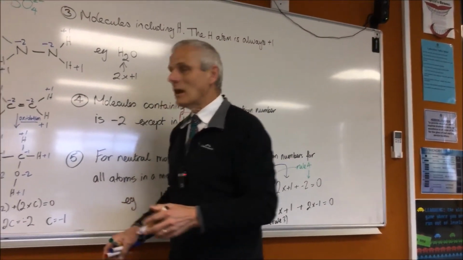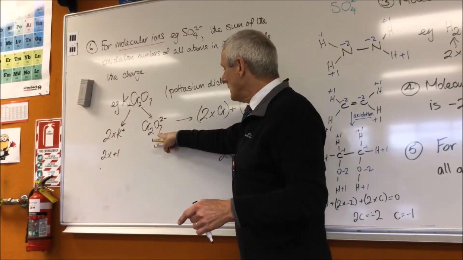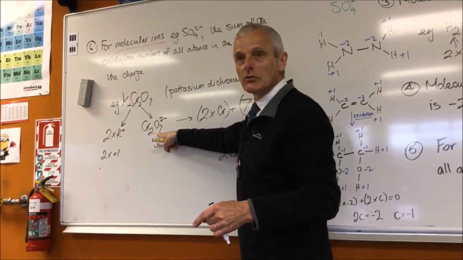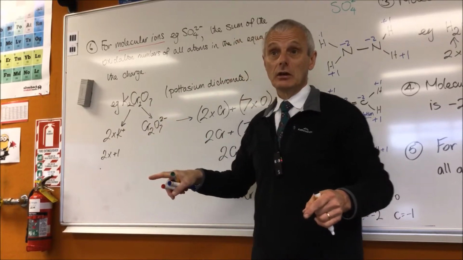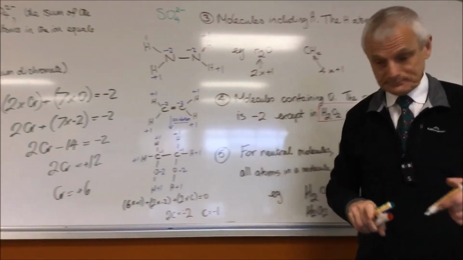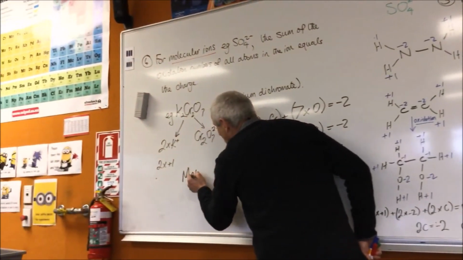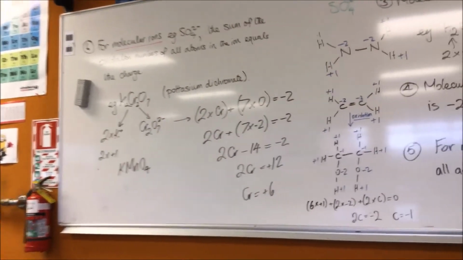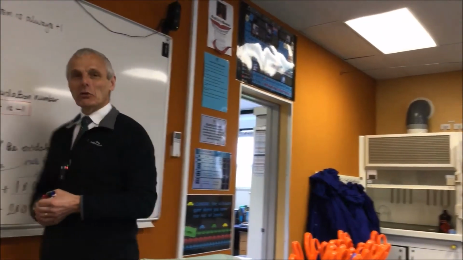So if we were to draw that out, you've got 2 times +6, which is +12, plus 7 times -2, so that's -14. So +12 minus 14 is -2, which is the overall charge, which is the way it works nicely. So why don't you try this one, because you're going to come across this one time and time again. Potassium permanganate. That's the purple stuff. So what's the first thing you do?